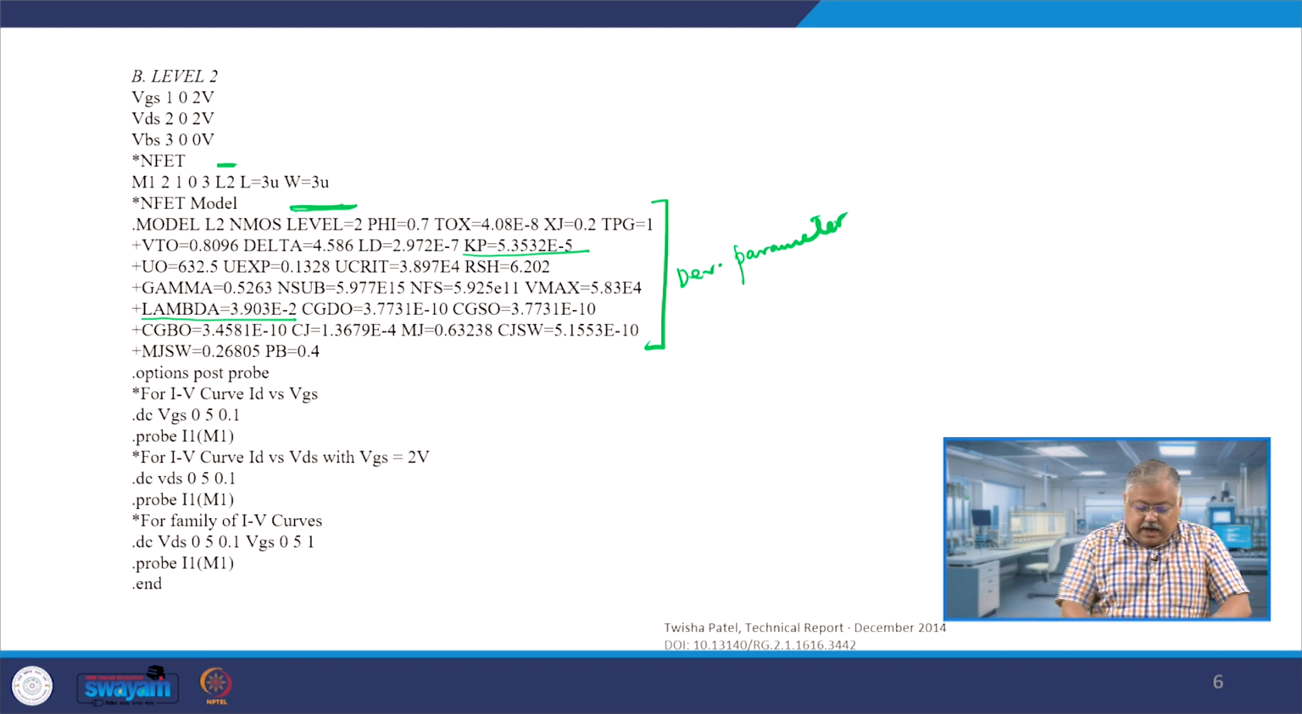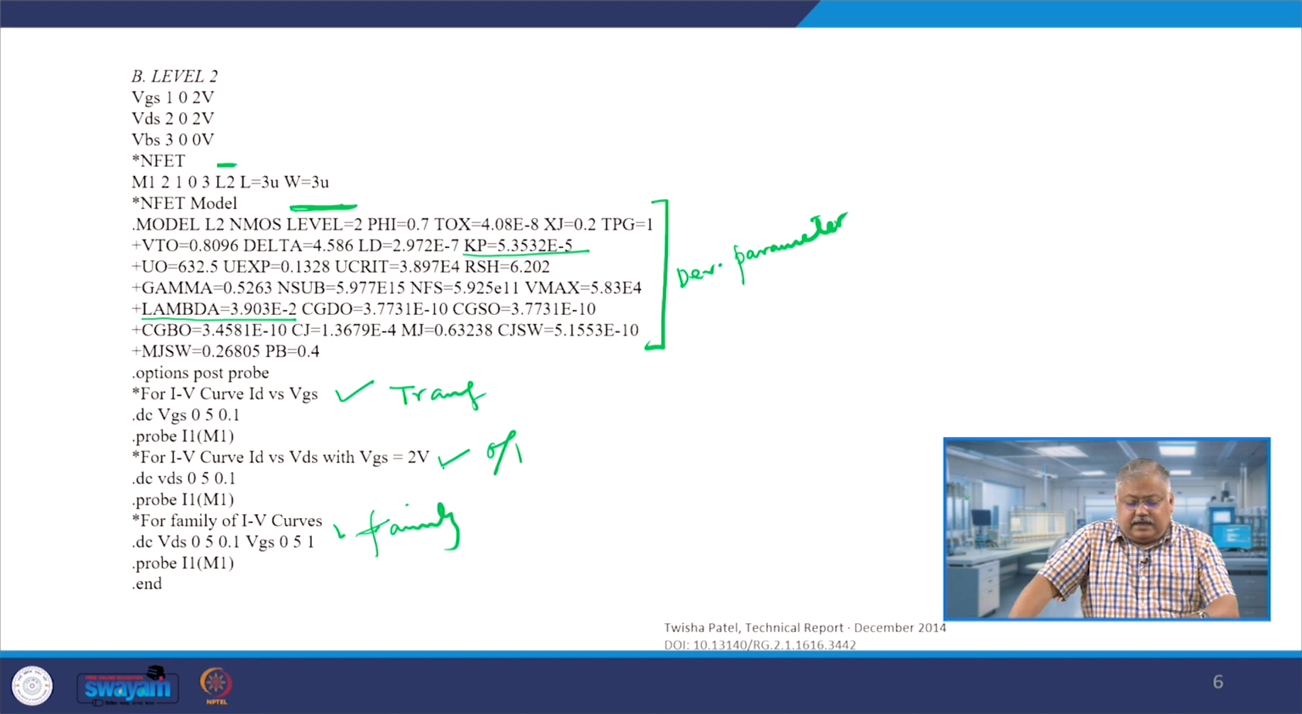Again here we are doing IV, and the same thing here, and here. This is ID versus VG, so this is the transfer characteristic, this is the output characteristic, and this is the family of characteristics. Everything else is exactly the same as level 1, no change is there.